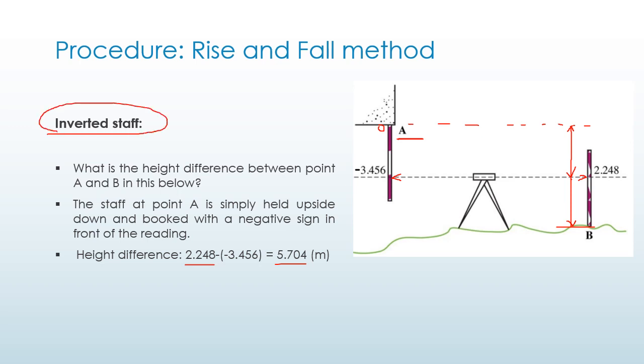The calculation is still the same if you use the rise and fall method or the height of collimation method. The only thing is that you need to put a minus before the reading for the inverted staff.